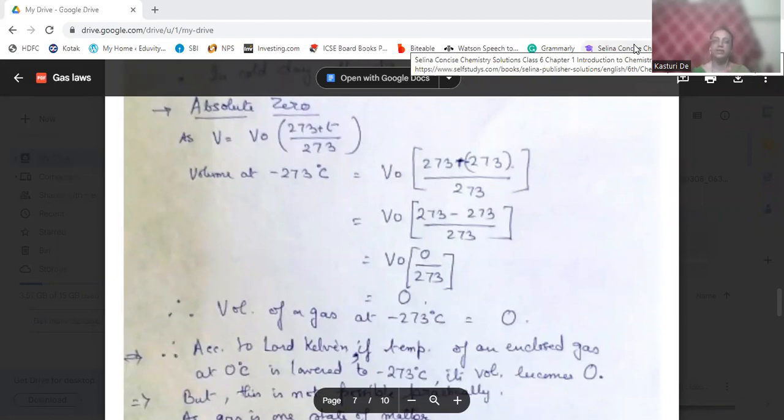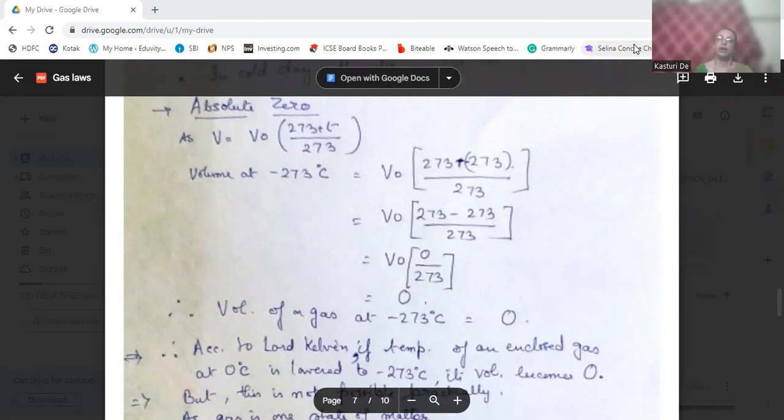Today we will discuss absolute zero, then absolute temperature, gas equation mainly. And I will give you two questions to solve, and I expect an answer from you in my next session.